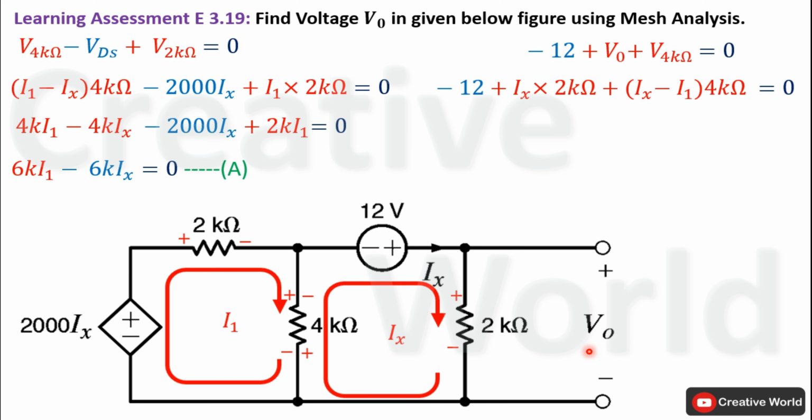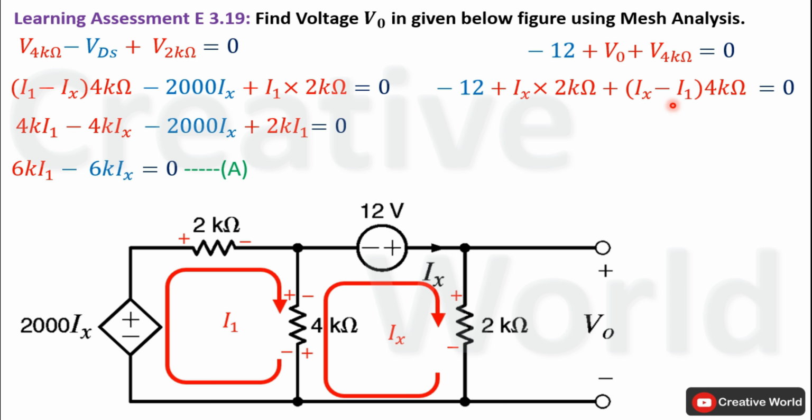V0 is equal to the product of current Ix and 2 kilo ohm. Voltage across this 4 kilo ohm resistance will be equal to the product of current through it and the value of resistance. In this case, we are taking voltage across this 4 kilo ohm resistance according to the polarity of current Ix. So we will consider current Ix is larger than current I1. That's why we have subtracted I1 from Ix. So the difference of these two currents will be flowing from this 4 kilo ohm resistance in upward direction.